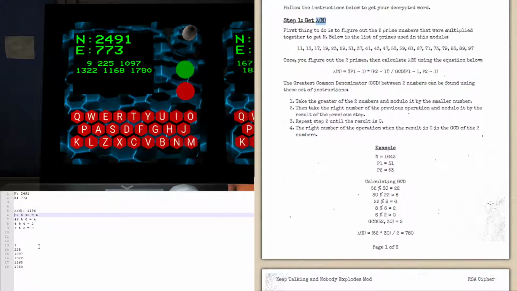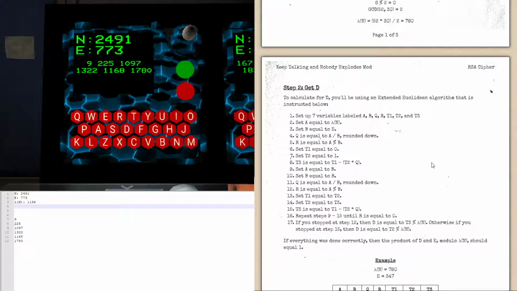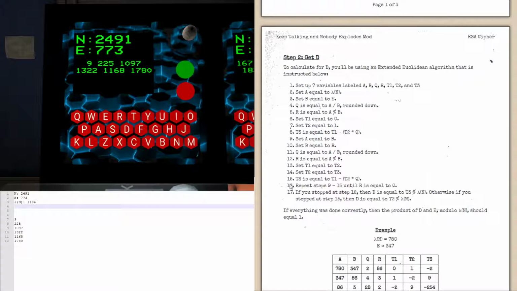We don't need the primes anymore, we don't need this anymore. Next, we need to figure out D. In order to figure out D, we're going to set up 7 variables: A, B, Q, R, T1, T2, and T3.